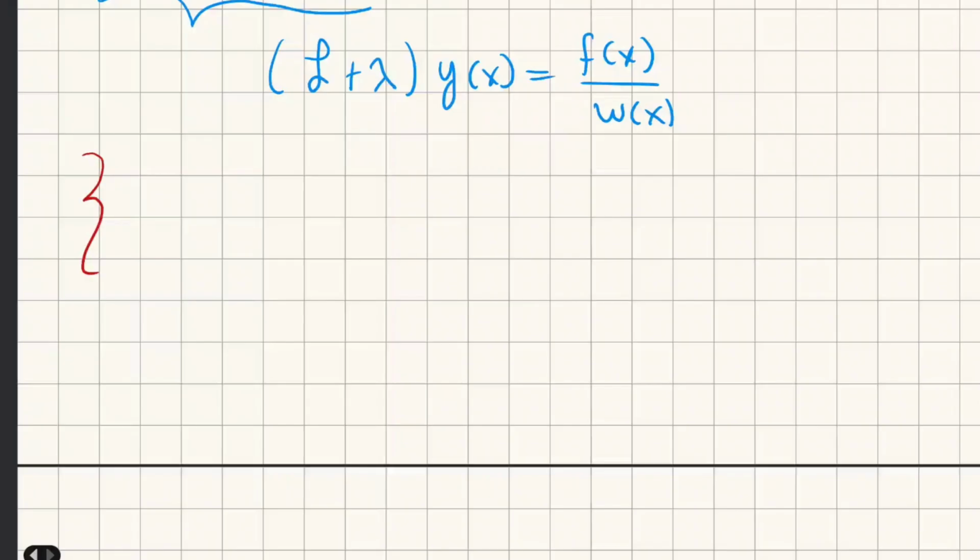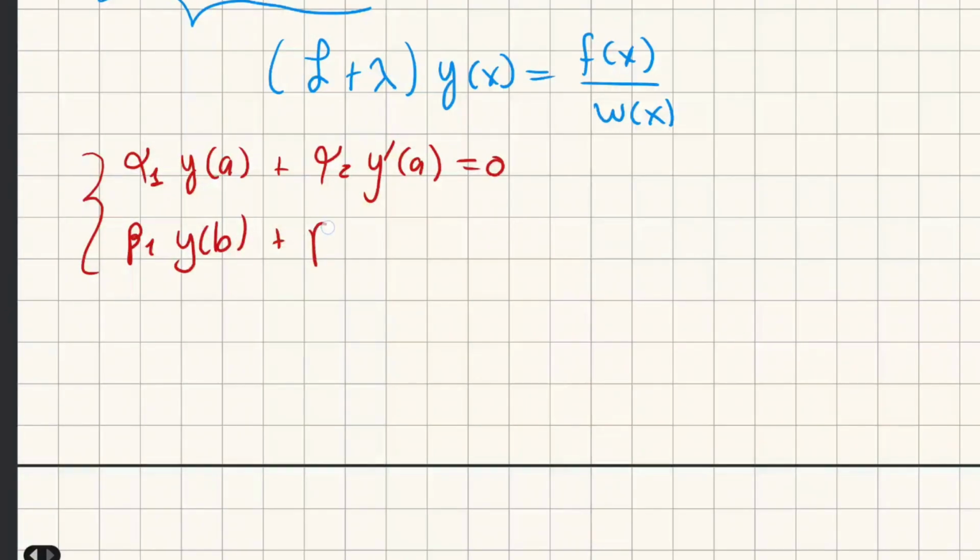For a solution of the differential equation, which is y, we know that alpha 1 y of a plus alpha 2 y prime of a is equal to 0, and then beta 1 y of b plus beta 2 y prime of b is equal to 0. These are the conditions that complete the definition of the Sturm-Liouville problem.